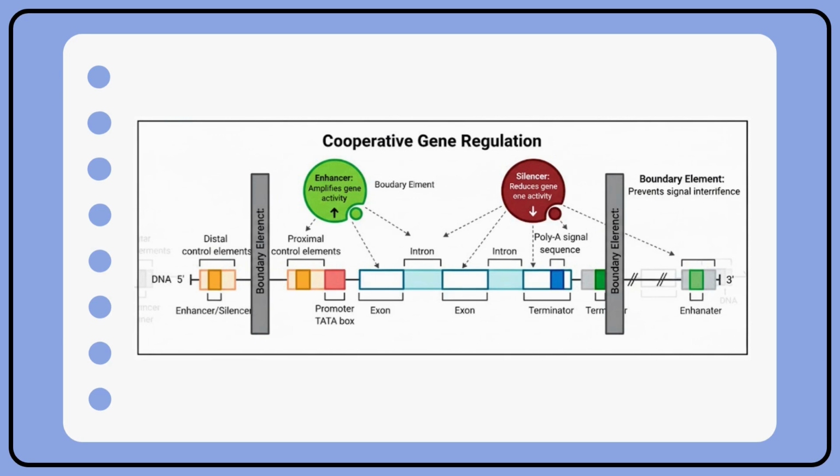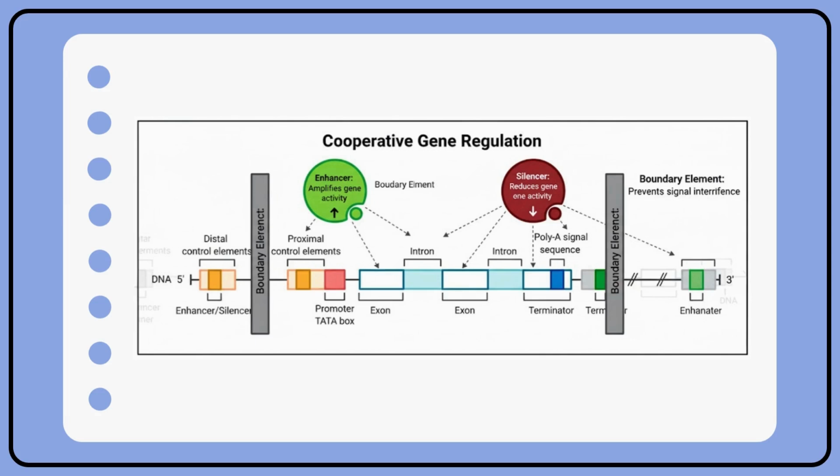In addition to promoters themselves, we have other regulatory elements that are important in the precise regulation of the gene. For example, enhancers, silencers, and boundary elements or insulators.